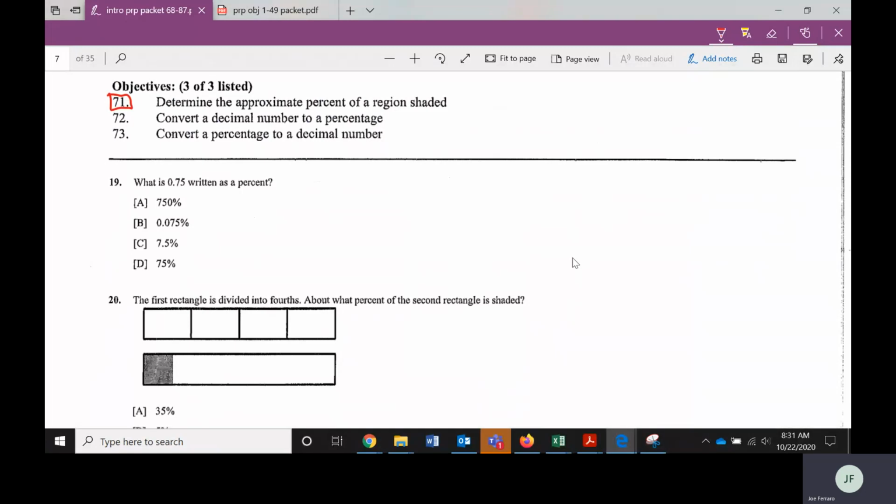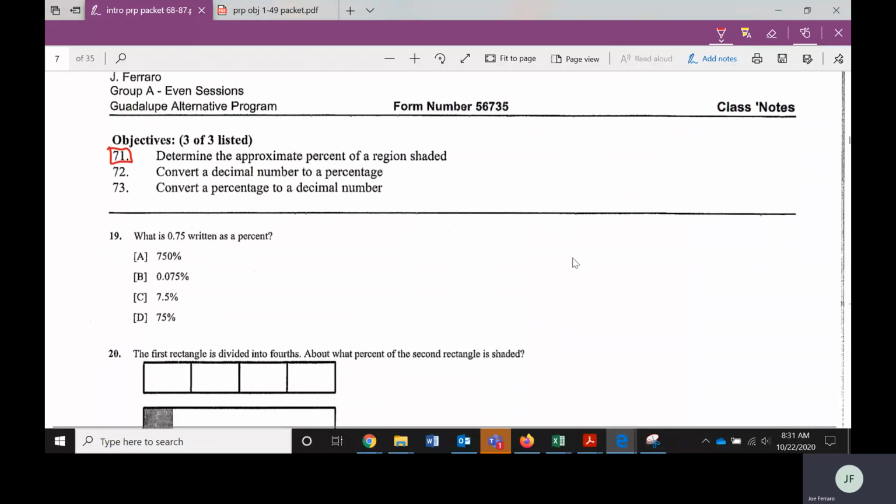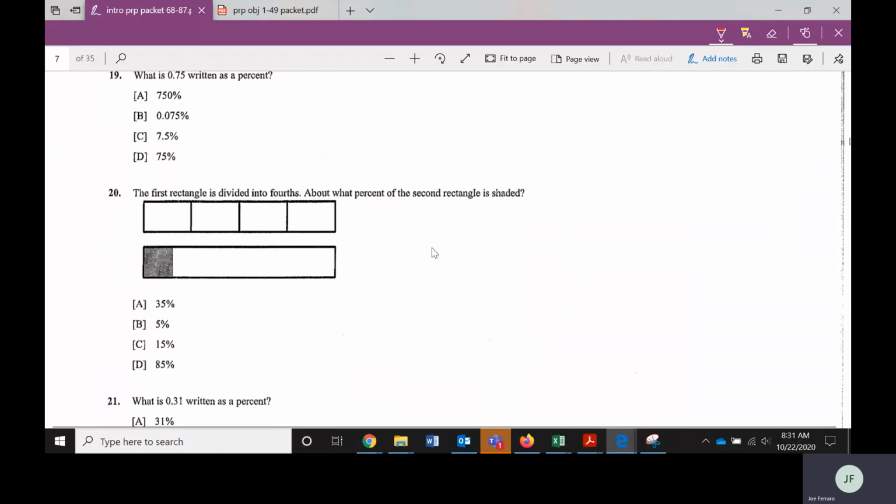Again, if you don't have this packet, make sure you go get your Intro to PRP packet. Hit pause on this, go get that. Turn to the page. It starts off with objective 71, and then get to number 20. Number 20 says the first rectangle is divided into fourths. It says what percent of the second triangle is shaded.